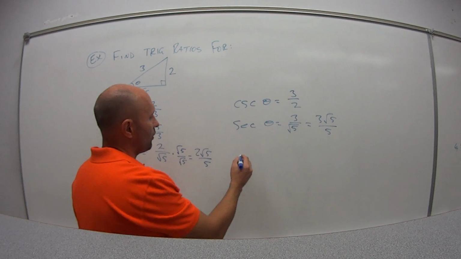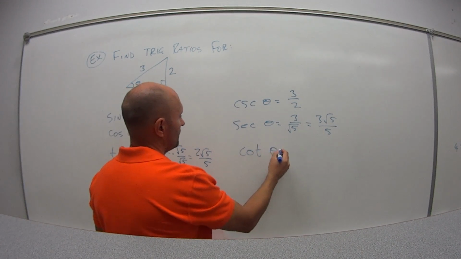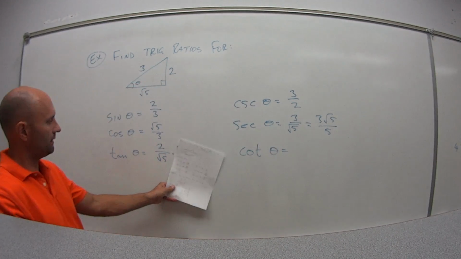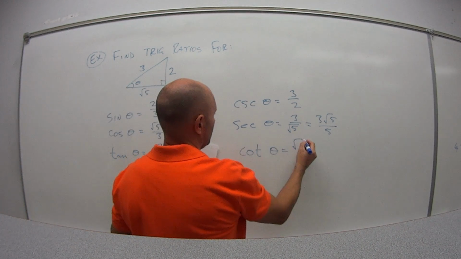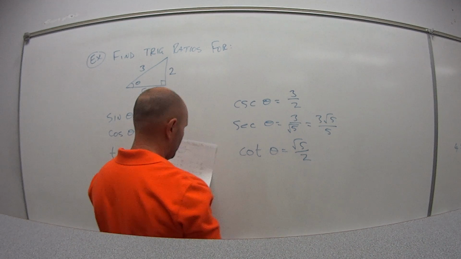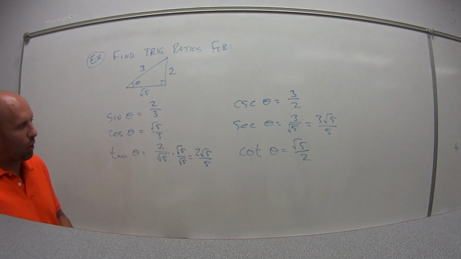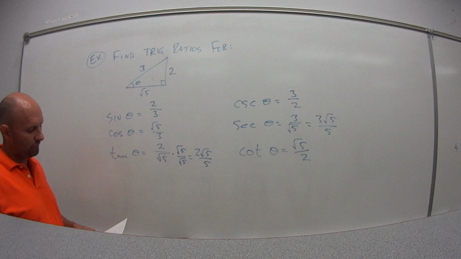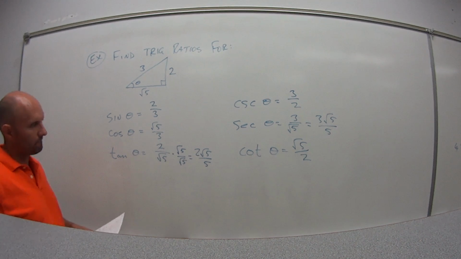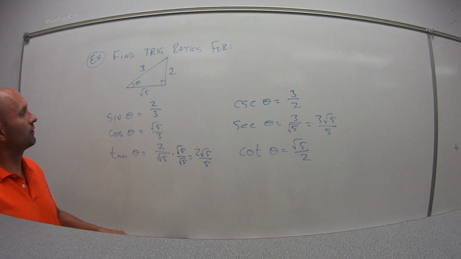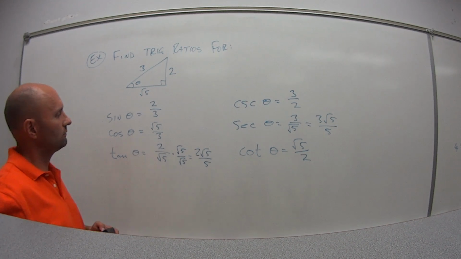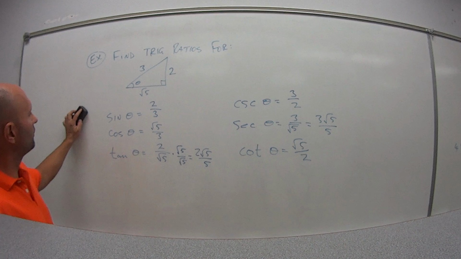And then lastly, cotangent of theta. Well, if we just look at the original part, we had 2 over square root of 5. So if I flip that, I get square root of 5 over 2. So that's my cotangent value of theta. So that's our 6 trig ratios for this triangle. Let's look at another example.